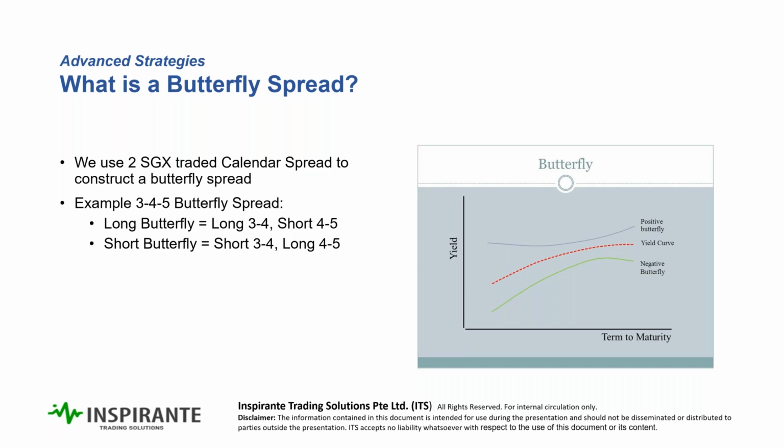And finally, I'd like to talk about the butterfly spread. Now, when we talked about a spread earlier, it is a single futures contract against another in the same calendar spectrum with different expiration dates. In a butterfly spread, essentially what you're doing is you're long one spread against shorting another spread. So there are 4 months involved. For example, in the 3-4-5 butterfly spread, if we're buying it, we're essentially buying the 3-4 spread and selling the 4-5 spread. Okay, why do we do this?